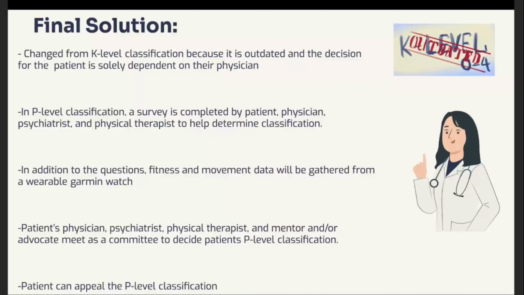Moving on to our final solution, we changed from K-level classification because it is outdated and the decision for the patient is solely dependent on their physician. However, in P-level classification, a survey is completed by the patient, physician, psychiatrist, and even physical therapist to help determine classification. In addition to the questions, fitness and movement data will be gathered from a wearable Garmin watch. The patient's physician, psychiatrist, physical therapist, and mentor or advocate meet as a committee to decide the patient's classification. And if the patient does not agree with the classification, they can always appeal it.